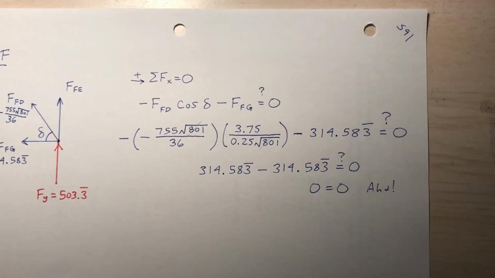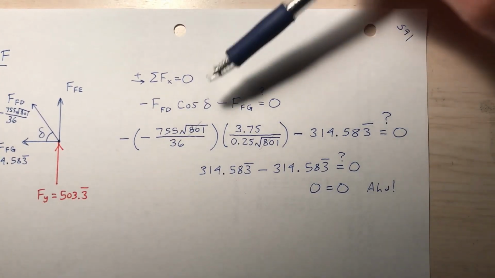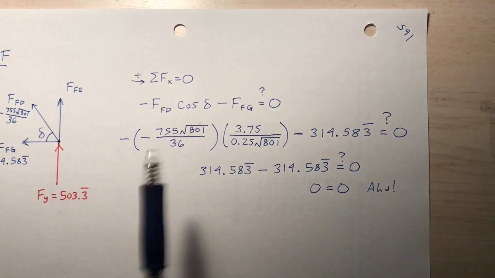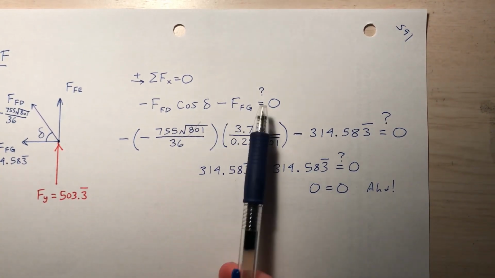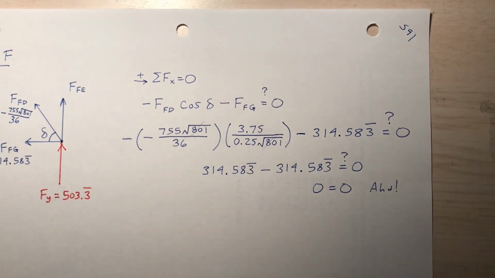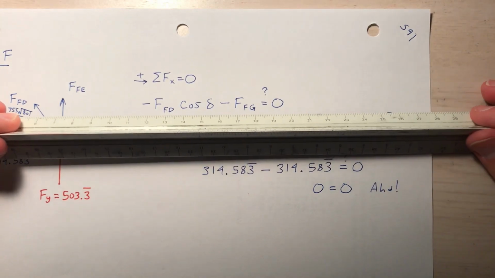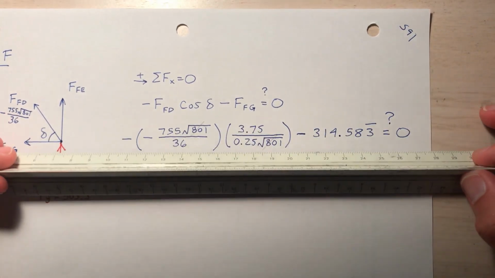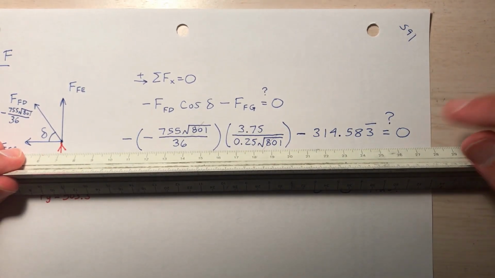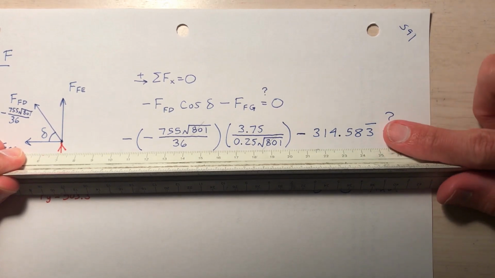So the magic happens. Okay, negative F sub FD cosine delta minus F sub FG, perhaps equal to 0. I put a question mark there. Okay, the next line, let me bring a ruler in here. Okay, so is this true? So I stick in the appropriate numbers. Okay, I put a question mark here. I haven't verified that it's equal to 0 yet.